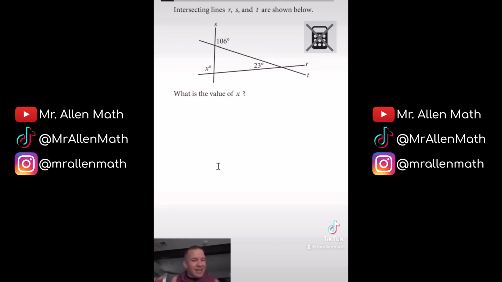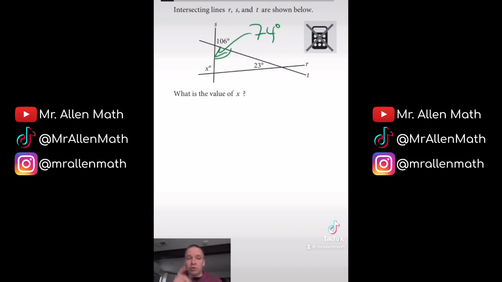Okay, so I don't have any lines parallel or anything like that, but I do have this triangle going on here from these three intersecting lines. Well, let's start with this. The 106 there, I could get this angle because it's going to be supplementary to 106. That's a straight line, adds up to 180 degrees. So that angle right there is going to be 74 degrees.